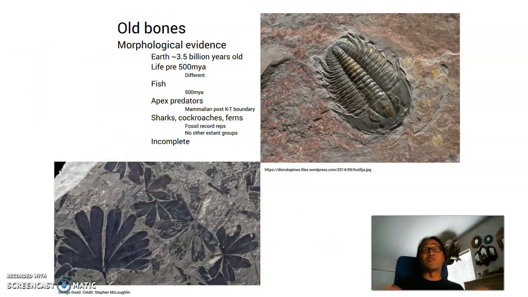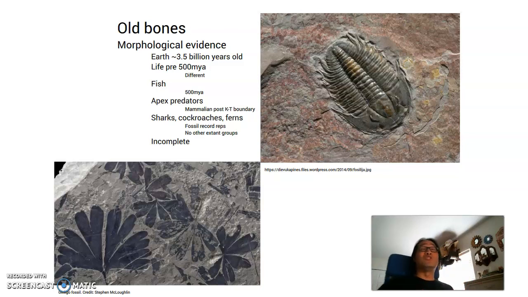Okay, so Earth is roughly 3.5 billion years old. Now, the fossil record shows that life before 500 million years ago was very different from what we see today. For example, the first vertebrates were fish, and they only appeared about 500 million years ago. Then, if you look at the KT boundary, you had the dinosaurs before as apex predators, but after that, well, dinosaurs are gone, so something has to take its place. That's when the mammalian predators first start showing up.